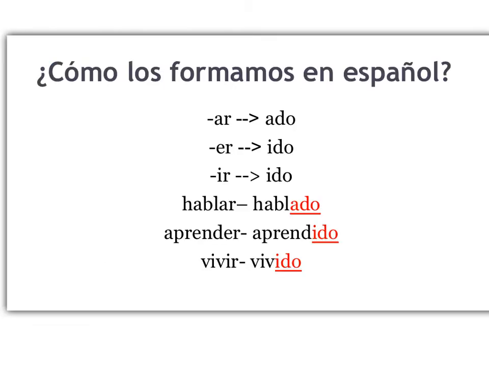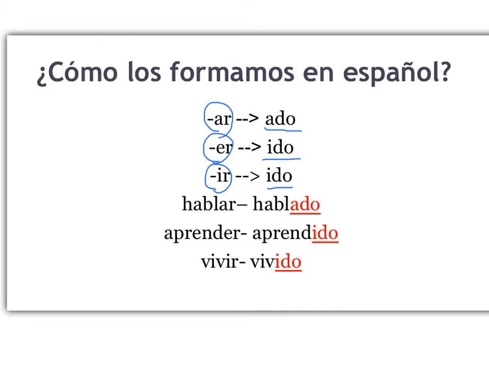Okay, so ¿cómo los formamos en español? Now that we know what past participles are in English, how are we going to form them in Spanish? It's relatively simple. If you're dealing with an AR verb, you drop the AR and add ado. If you're dealing with an ER verb, you drop the ER and add ido. And if you're dealing with an IR verb, you also drop the ending and add ido.